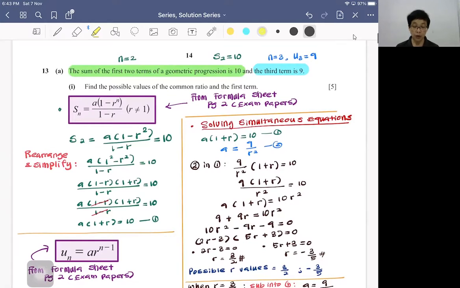Let's read the question. The sum of the first two terms of a geometric progression is 10 and the third term is 9. Part 1. Find the possible values of the common ratio and the first term.